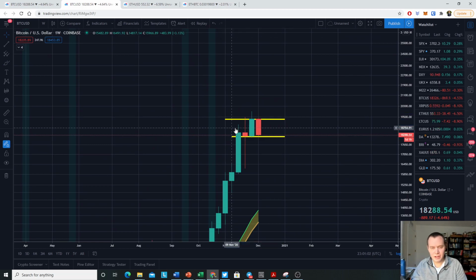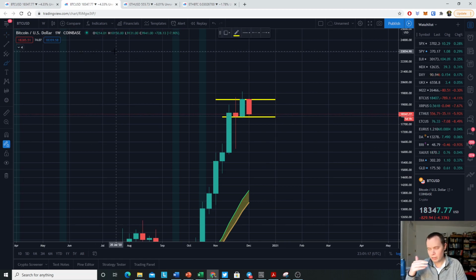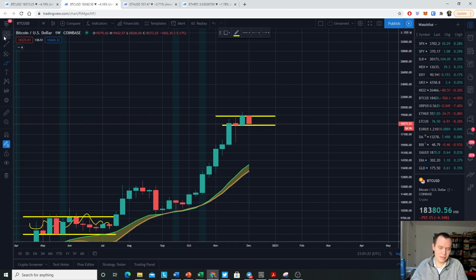So, if in fact we were to go sideways at this level for the next few weeks, right? Imagine a scenario where we go sideways for the next few weeks, where we come back down, we go back up, we come back down, we go back up. This would, of course, be what would propel altcoins to do well. And it's not a daily time frame thing, right?